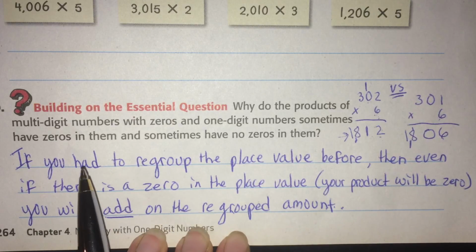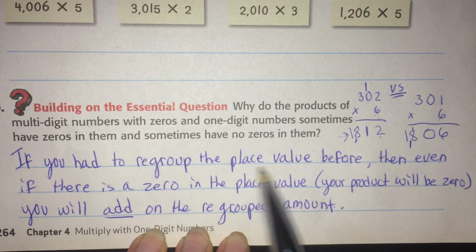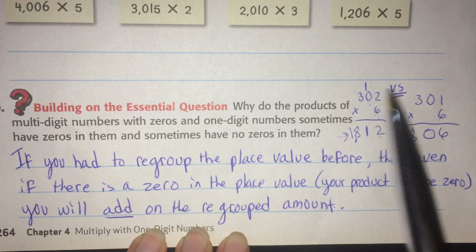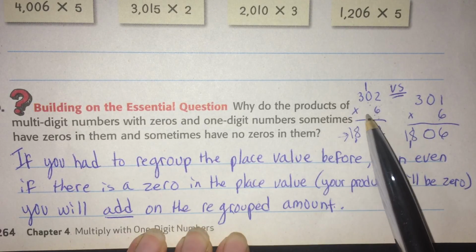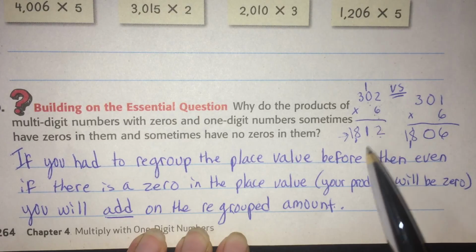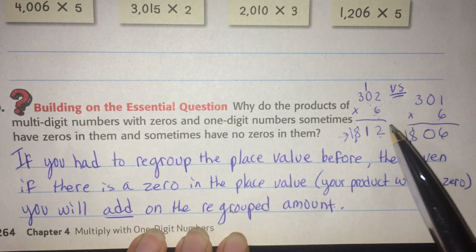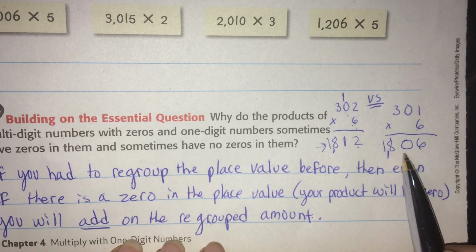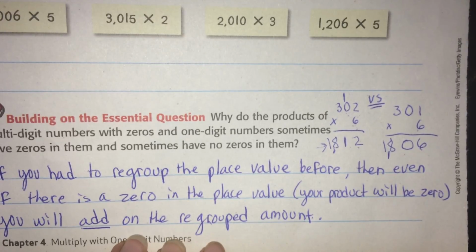Okay, does that make sense? So if you have to regroup the place value right before the one you're looking at, even though the product is going to be 0, because 6 times 0 is 0, you still have to add on the regrouped amount. So that's why sometimes there's a 0 and sometimes there isn't.